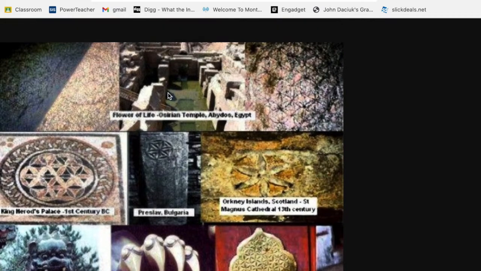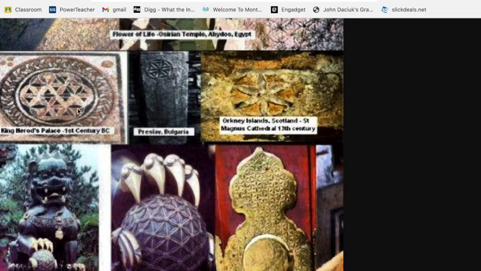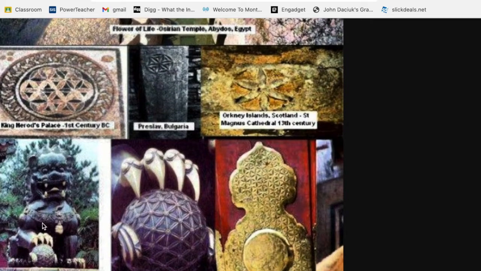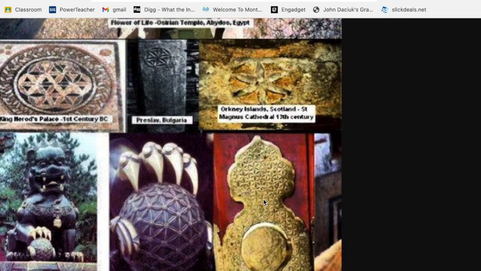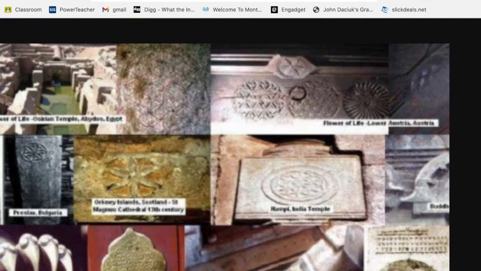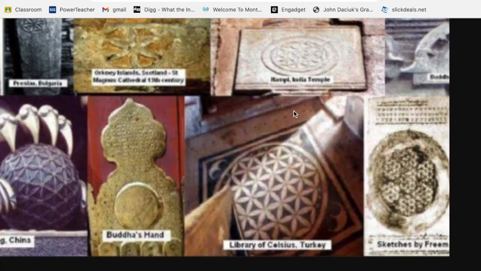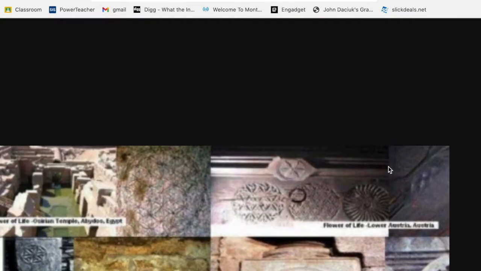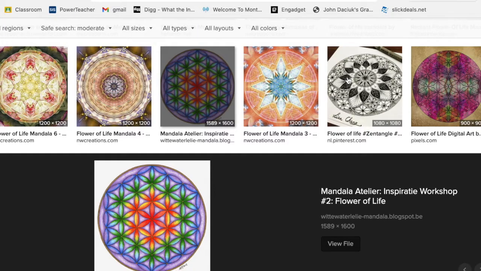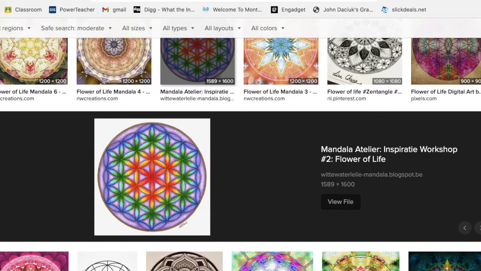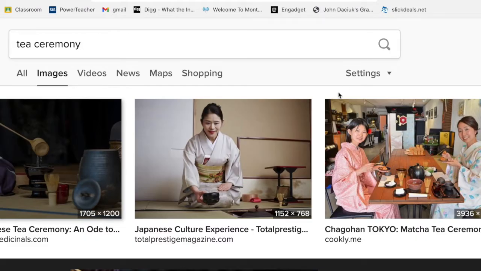So here's, I wish we could see this better. The top one's Egypt. This is in Herod's palace. This is in Scotland, in Bulgaria, in China. It's a 3D version of it. And then they have it on Buddha's hand in India. So we see this shape not only in Da Vinci's sketches, but carved into ancient places all across the world. Because without this shape, we couldn't do the geometry and design the things that we have designed.